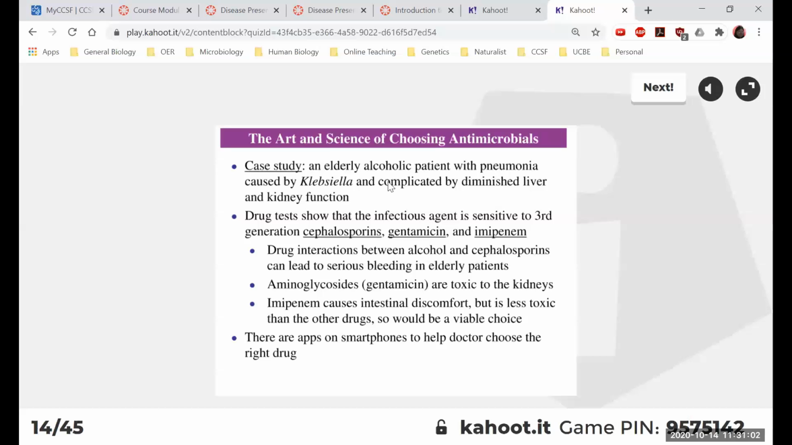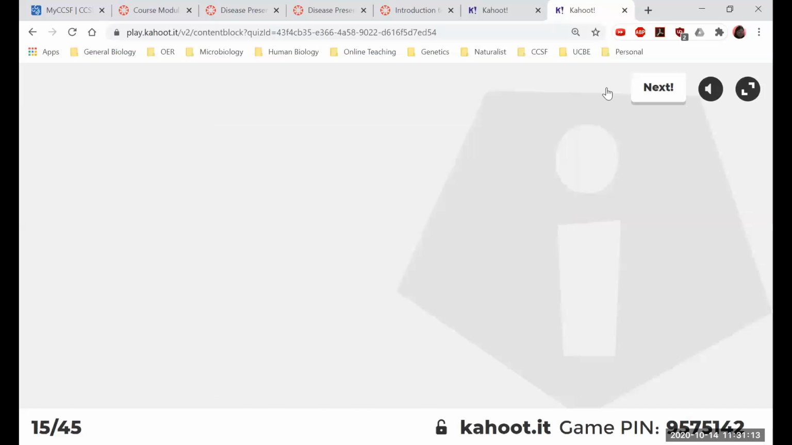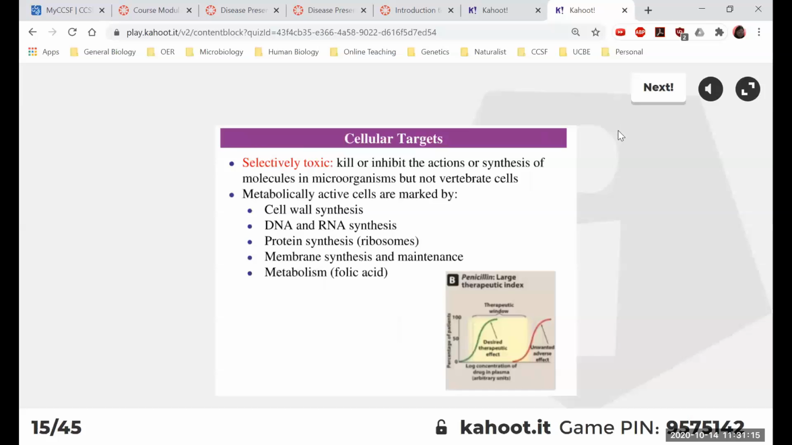So once again, you have to take into consideration a lot of factors. Today, there are actually apps on smartphones to help doctors choose the right drug to give a patient. Okay, so let's talk about the cellular drug targets.